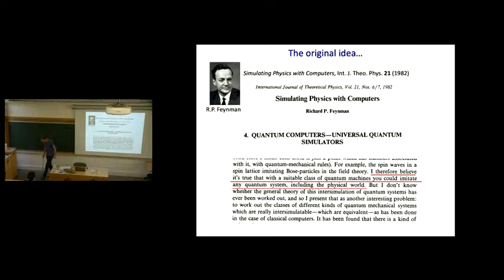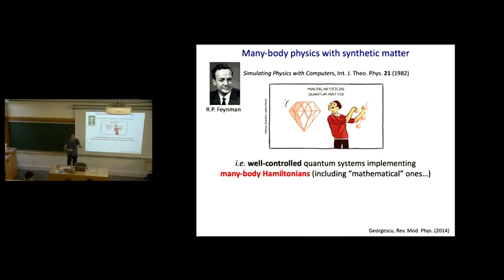The original idea, I'm not sure that Feynman had exactly this in mind, but it actually came from a paper of Feynman from 82, where he said, well, I believe it's true that with a suitable class of quantum machines, which now we would call a quantum simulator, you could imitate any quantum system, including the physical world. So he really had in mind this idea of calculating idealized Hamiltonians that would represent the essence of a physical phenomenon. And 82, for you, is ancient history, almost like the Roman Empire, but for us, not necessarily.